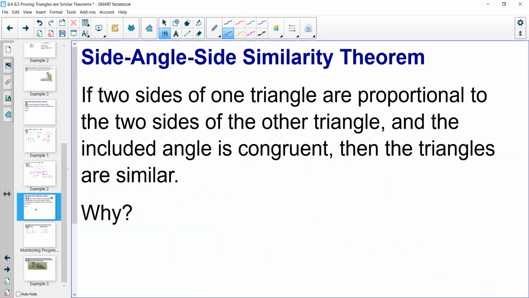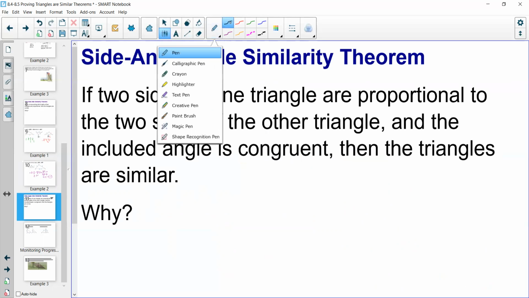Now the last theorem that we're going to look at is the Side-Angle-Side Similarity Theorem. In the Side-Angle-Side Similarity Theorem, it says if two sides of one triangle are proportional to two sides of the other triangle and the included angle is congruent, then the triangles are similar. Now why does this work?